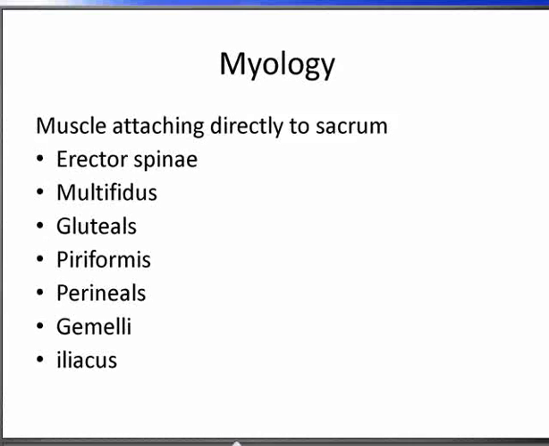Muscles that attach directly to the sacrum are the erector spinae muscle groups, the multifidus, gluteals, piriformis, perineals, the gemellis, and the iliacus muscle. Clinical relevance when we're looking at the stability for SI joint is multifidus, and in particular sacromultifidus. And there is a way that you can strengthen sacromultifidus to influence the sacroiliac joint that would improve the stability of SI joint. In particular, when you contract multifidus muscle, it enhances the nutation component of the sacrum, and that, of course, is the stable position for the sacroiliac joint.